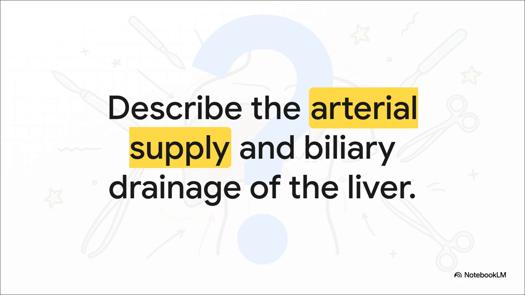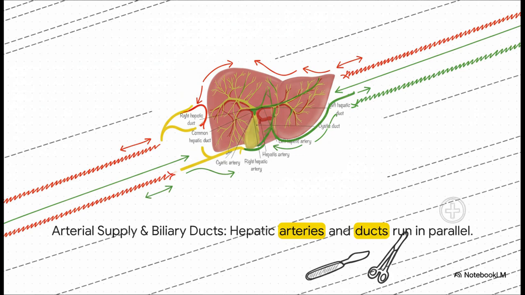Be precise. Okay, good. As you can see right here, the hepatic arteries and the biliary ducts pretty much run side by side. The arteries bring the oxygenated blood in, and the ducts carry the bile out. This is the absolute baseline knowledge we expect you to have down cold.